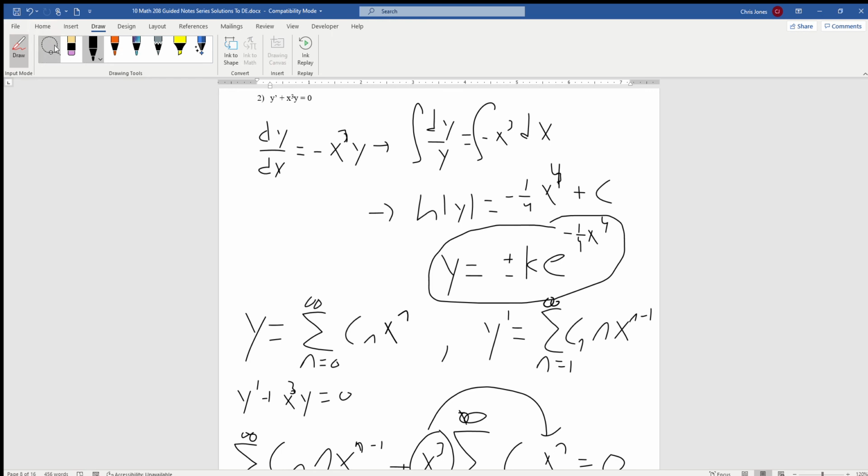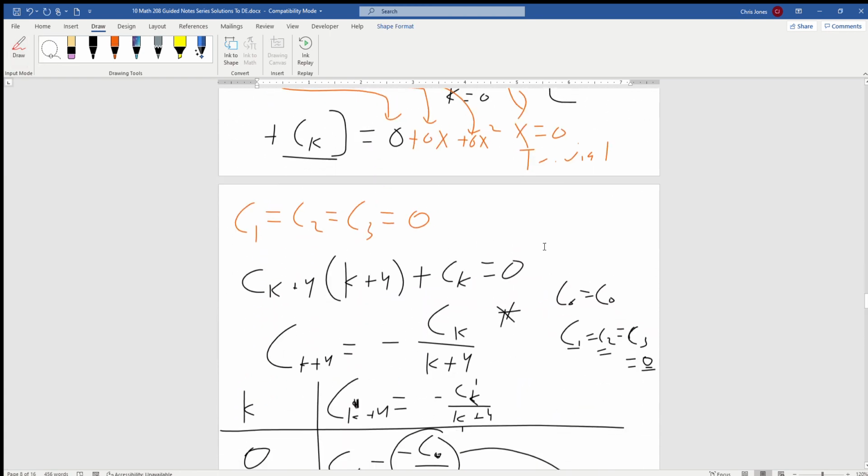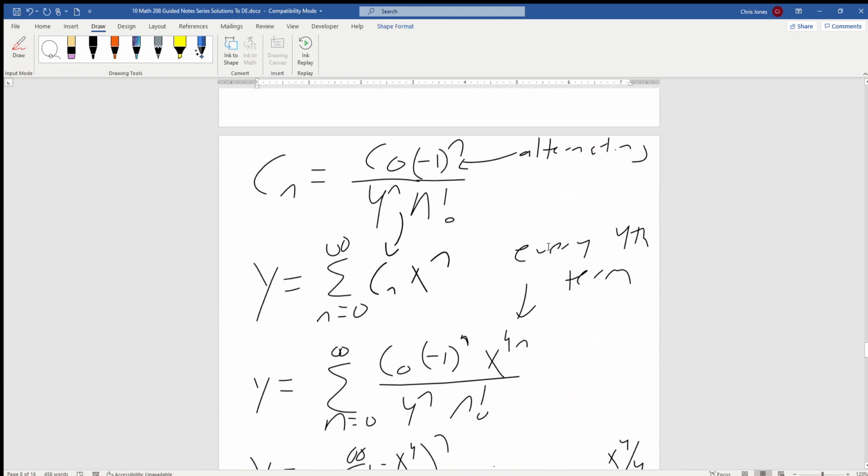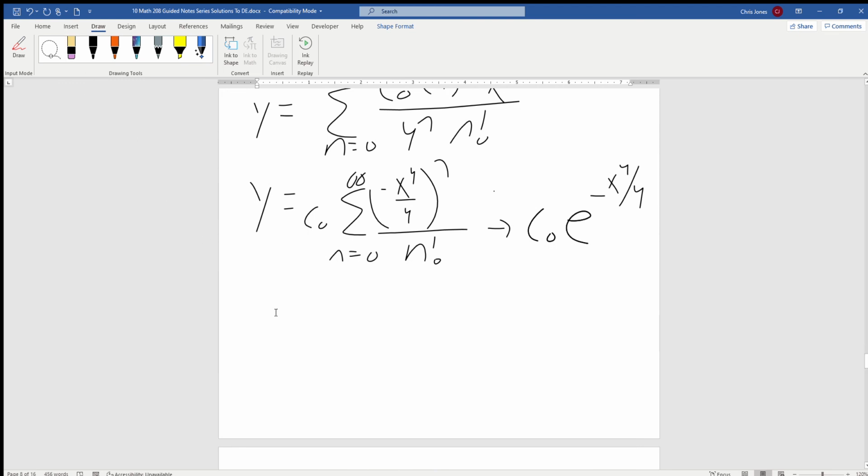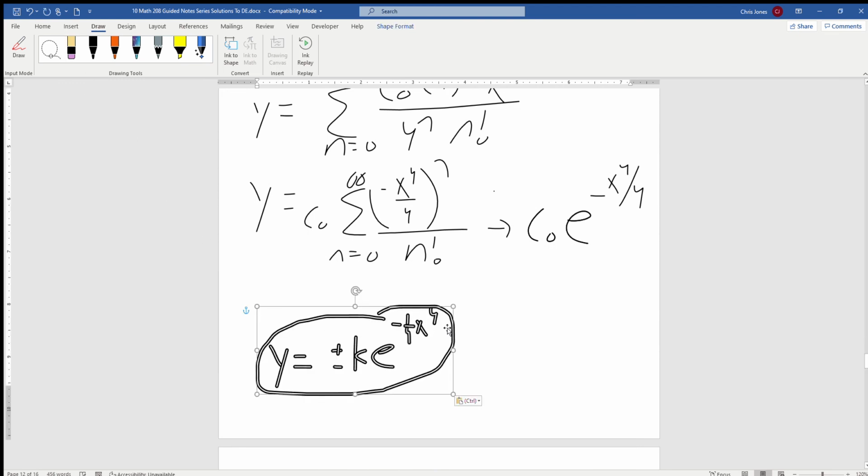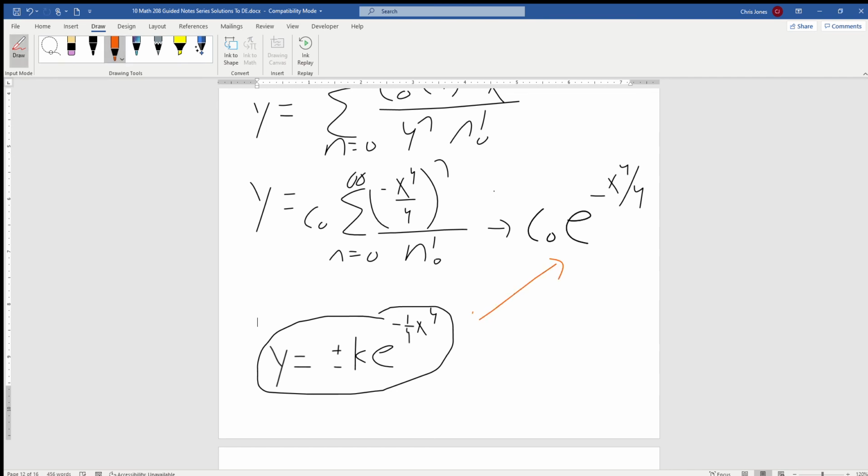All right, so let's grab that. I'll try to grab that. And we're going to bring it all the way back down. See if we can insert it as an object down here. All right, and what you'll notice is that these two solutions are indeed the same.